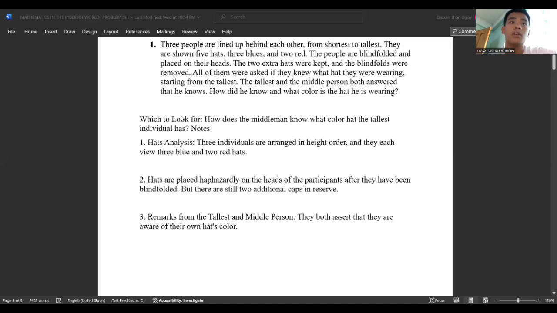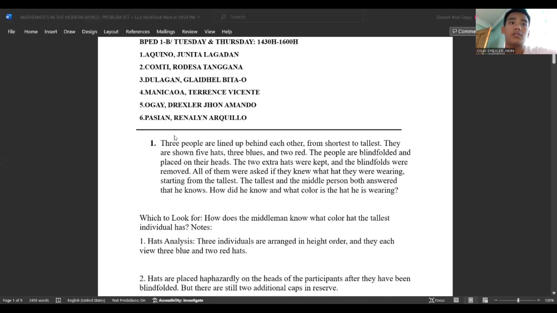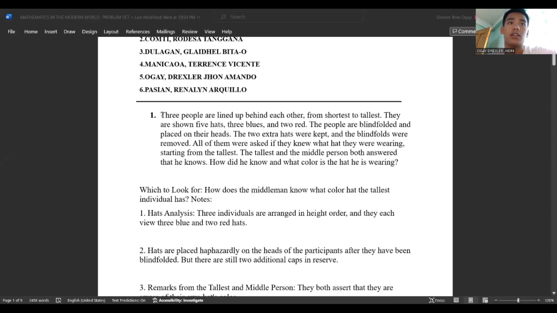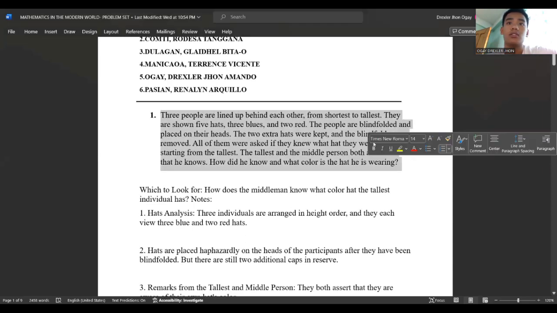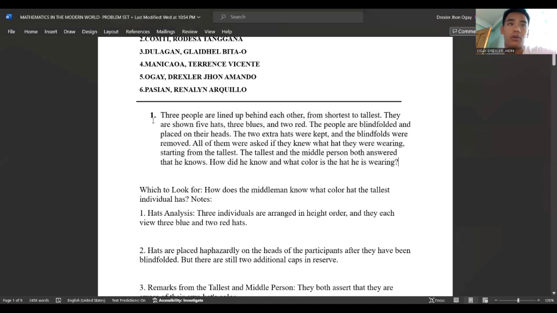Wait lang po, so we will discuss, we will have a bit of discussion here, sharing screen, and this is our problem here, highlighted. So may I read the content of the problem.